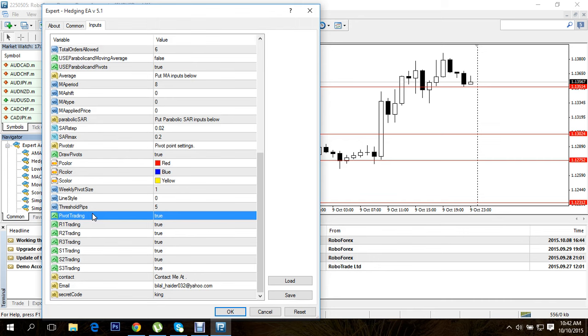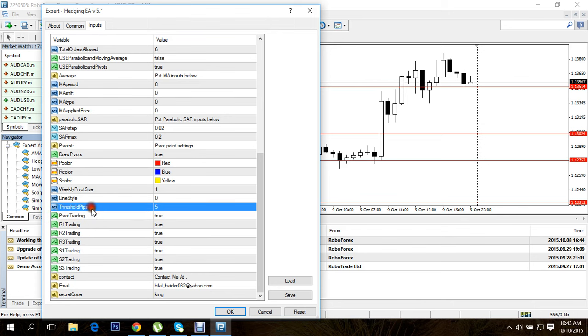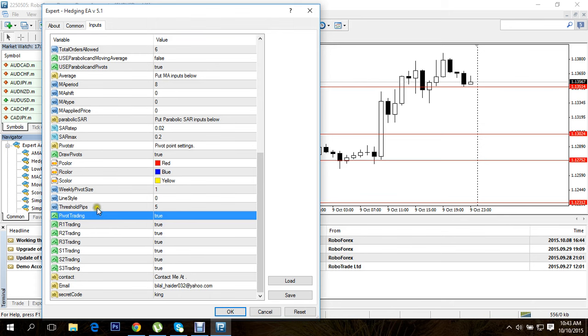So the first thing is the pivot point itself, okay? If you are familiar with pivot points, then you already know what I'm talking about, but I will give you just an idea of how this threshold pips and these variables work for you, okay? So let's say the pivot trading is true. That means the pivot point which this EA will calculate and draw on your chart. Let's say this is a pivot point, okay?